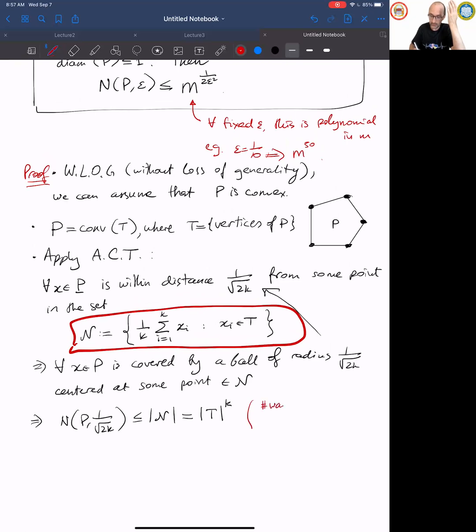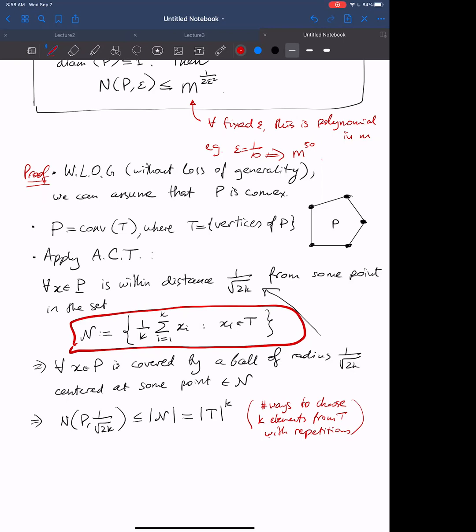Exactly. So whatever the size of T is, this is M raised to the power k, because this is the number of ways. How do we fix an element in N? We just choose k elements from T, possibly with repetitions. That's basic combinatorics: you choose the first element in M ways, the second element in M ways, times the third element in M ways, and generally this is the number of ways to choose.